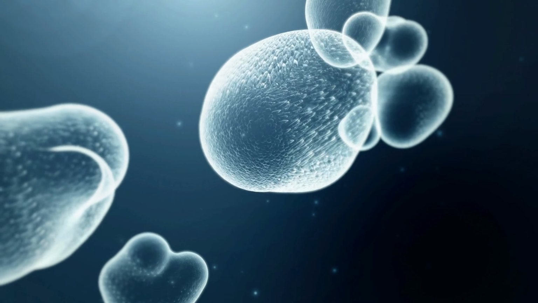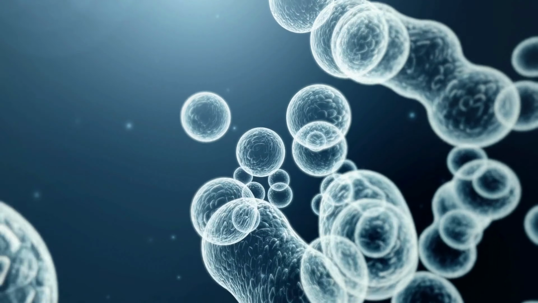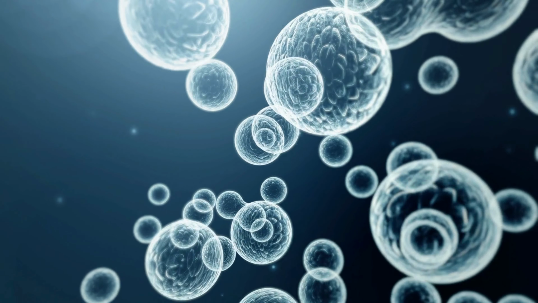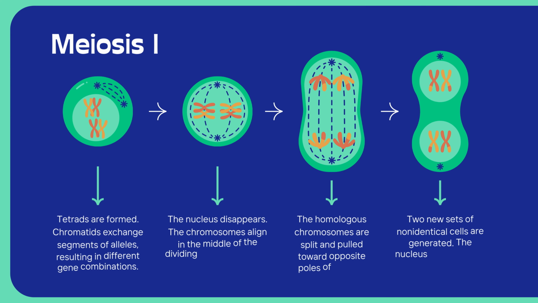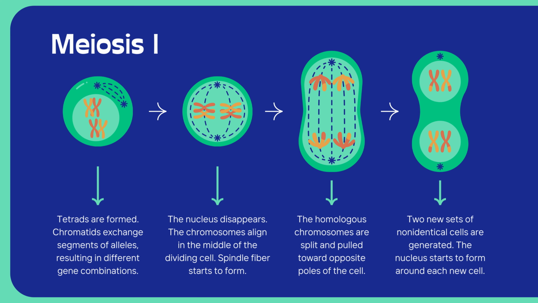Interphase. As in mitosis, the cell undergoes a period of growth and DNA replication during interphase, resulting in the duplication of chromosomes. Meiosis 1. Prophase 1. Chromosomes condense, and homologous chromosomes pair up, a process called synapsis. During synapsis, genetic recombination occurs between non-sister chromatids of homologous chromosomes, resulting in the exchange of genetic material, crossing over.